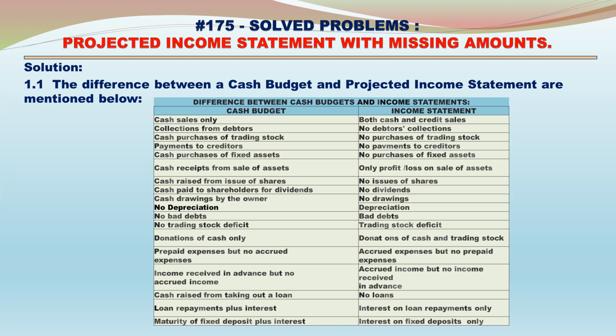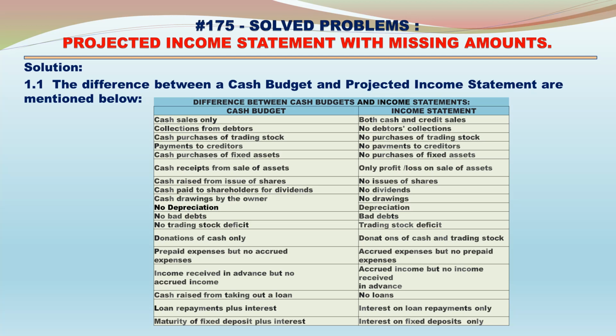In the cash budget, prepaid expenses but no accrued expenses. In the income statement, accrued expenses but no prepaid expenses. In the cash budget, income received in advance but no accrued income. In the income statement, accrued income but no income received in advance.